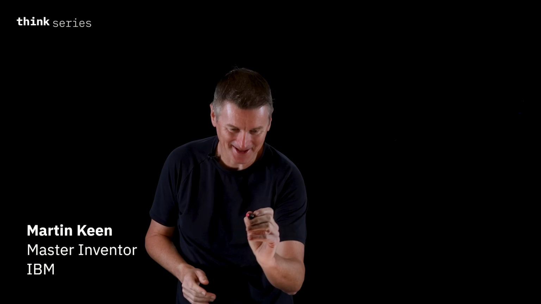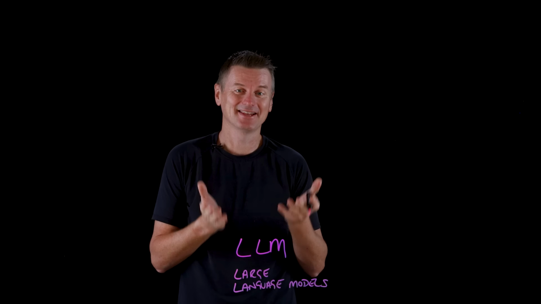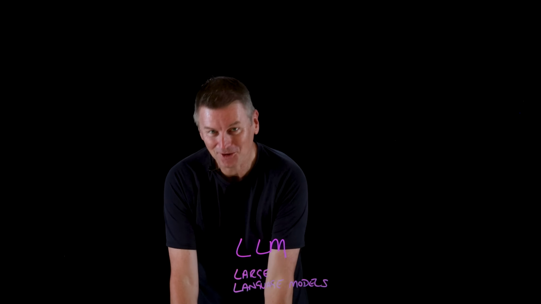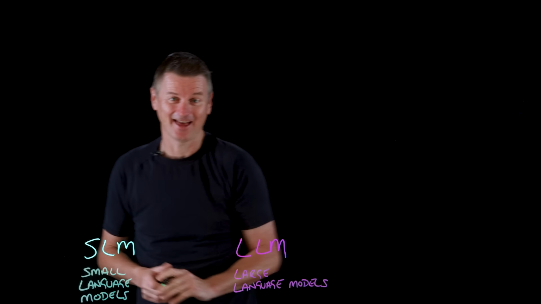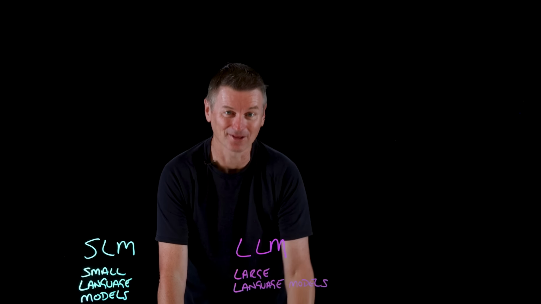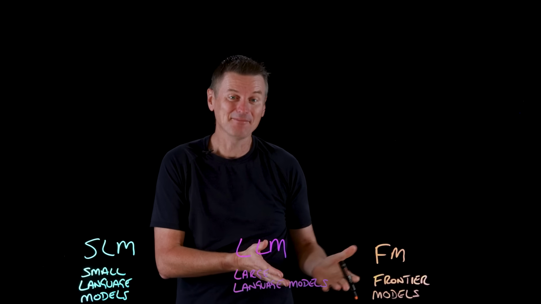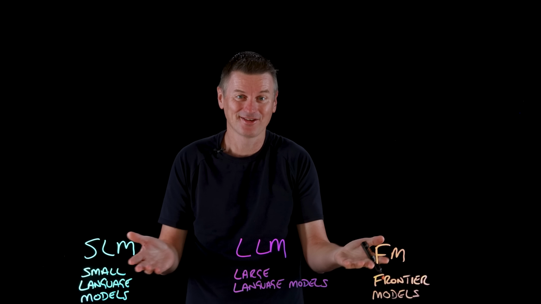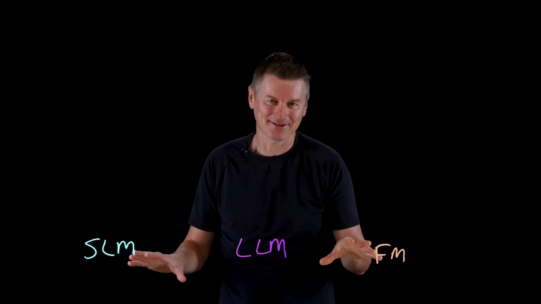When it comes to AI, I think there's one term everyone is pretty familiar with: LLM, large language model. But you'll also hear some other terms like SLM, that's small language model, and FM, that's frontier model. So what's the difference? Well, they're not really three separate categories.